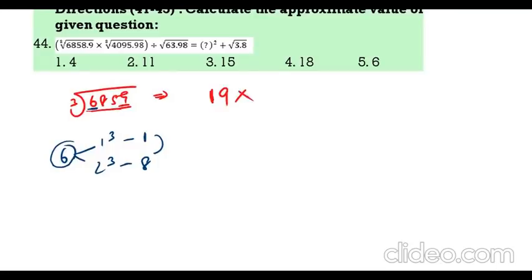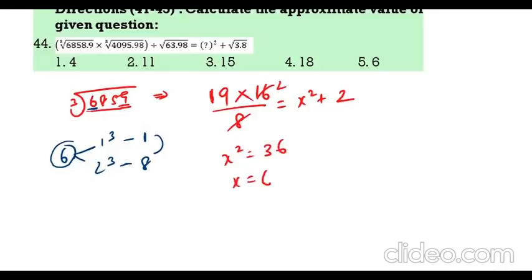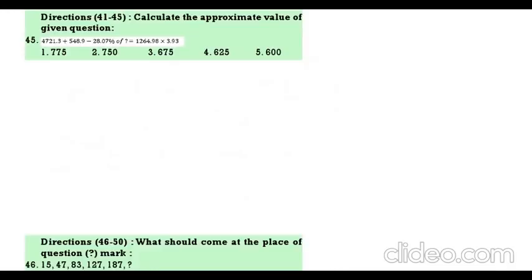So 19 into cube root of 4096, 16 by 8, sorry, not 2, 8. Root 64, that is 8, is equal to x square plus 2. X square is equal to 36. X value 6. That is the correct answer. Next question.